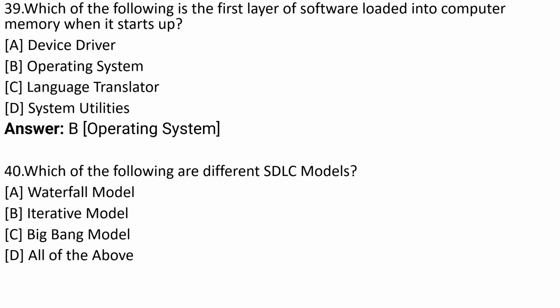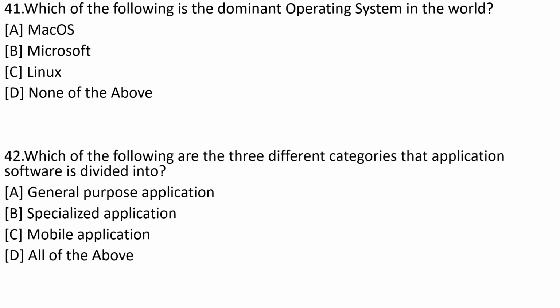Question number 40. Which of the following are different SDLC models? Option A waterfall model, option B iterative model, option C Big Bang model, option D all of the above. And the answer is option D all of the above.